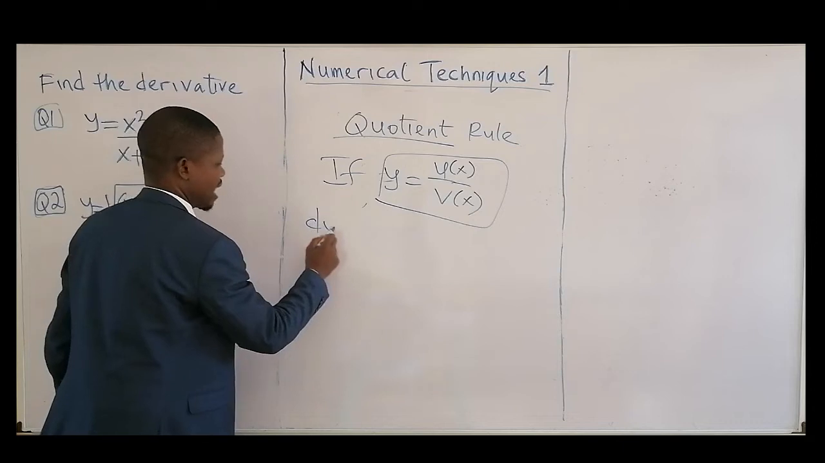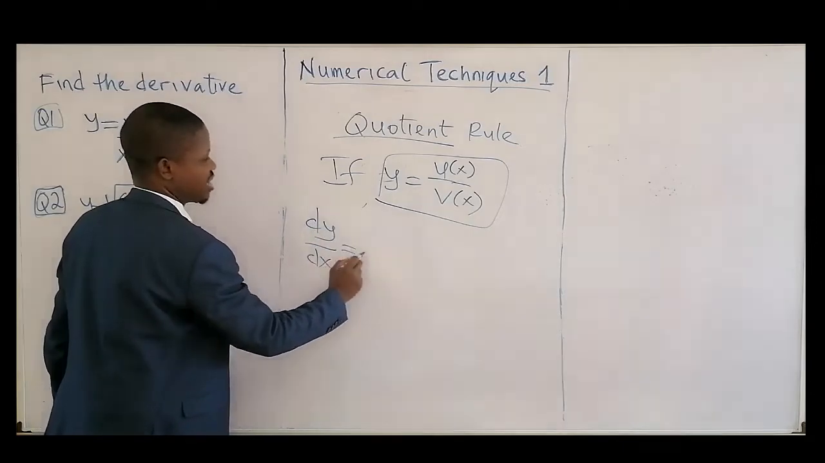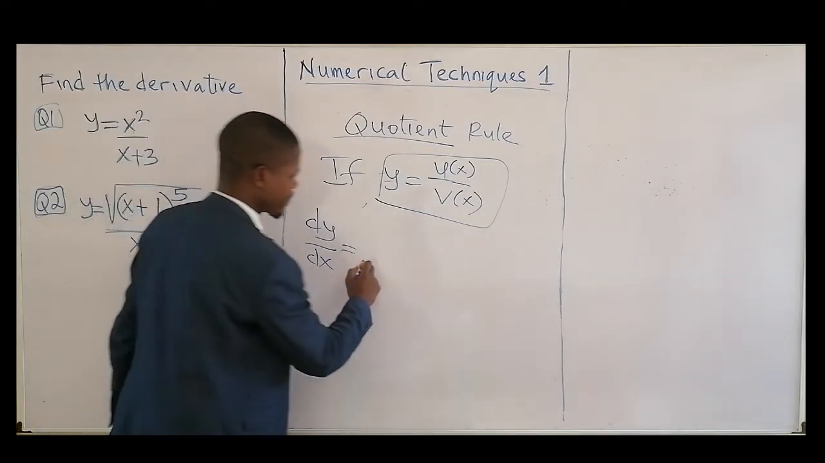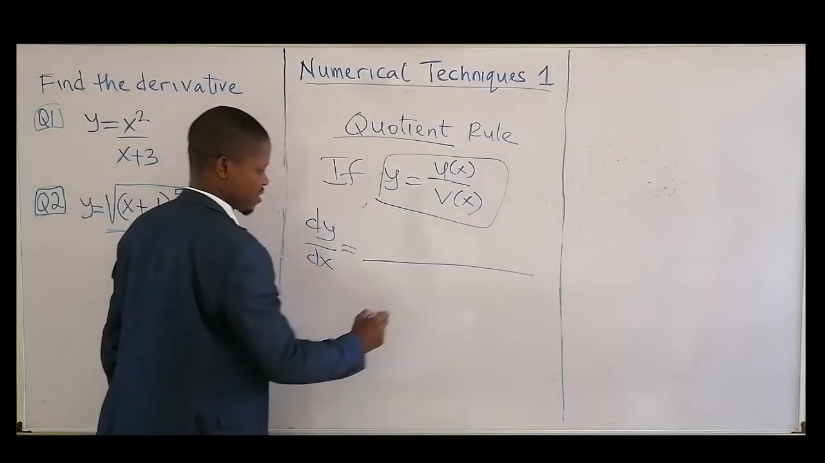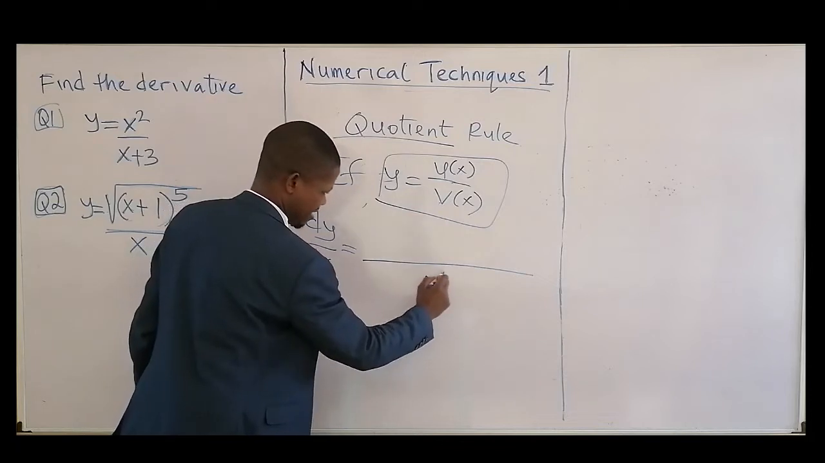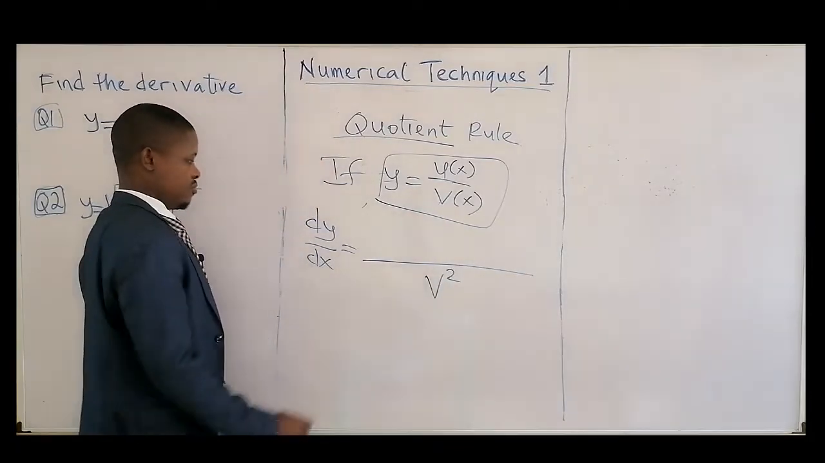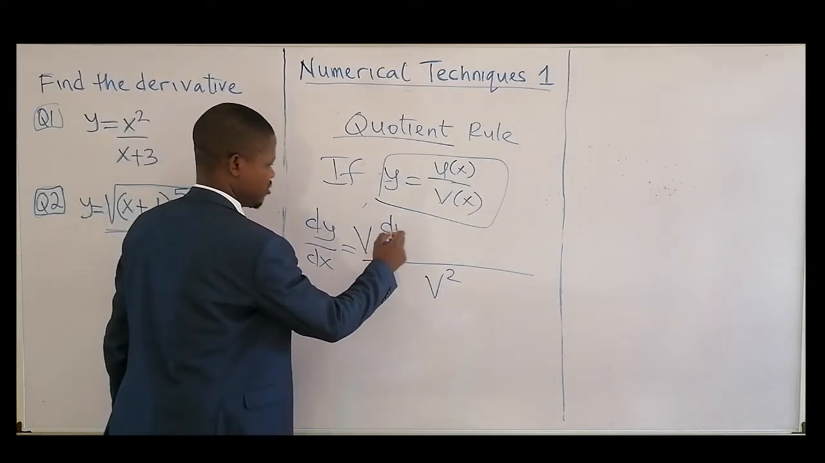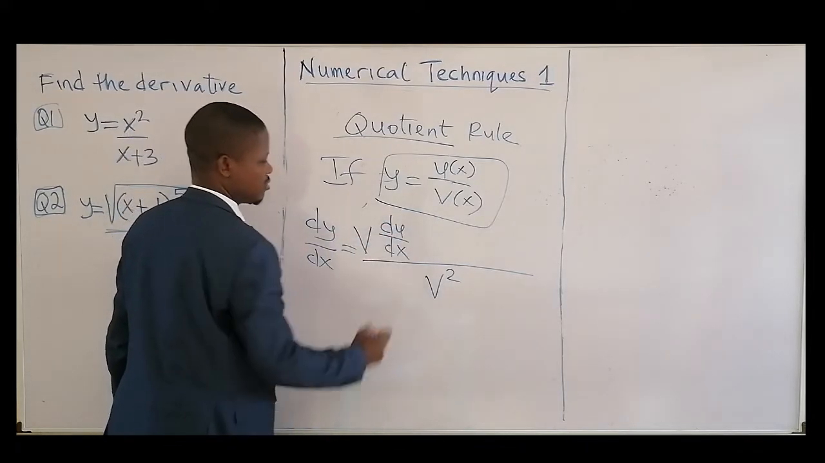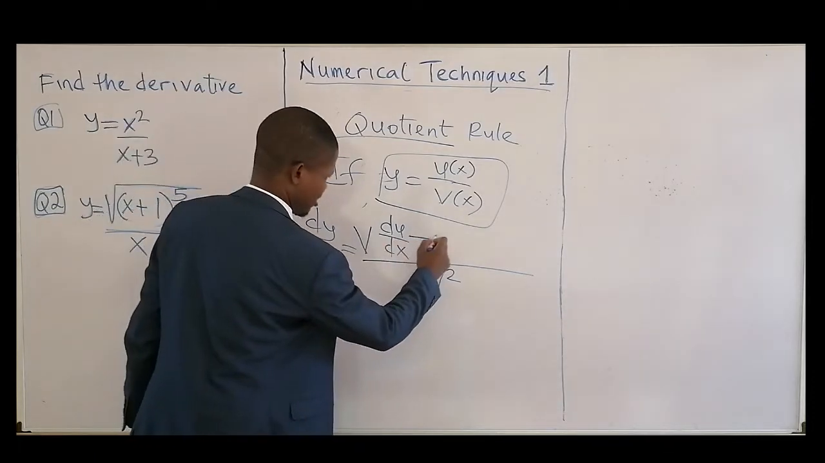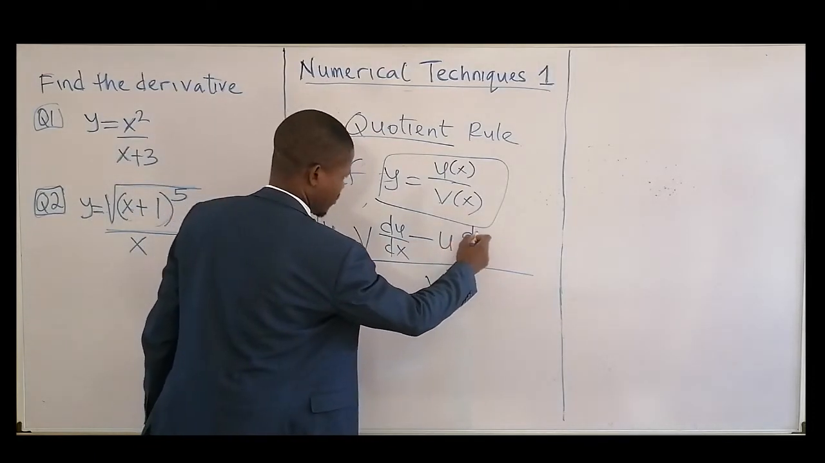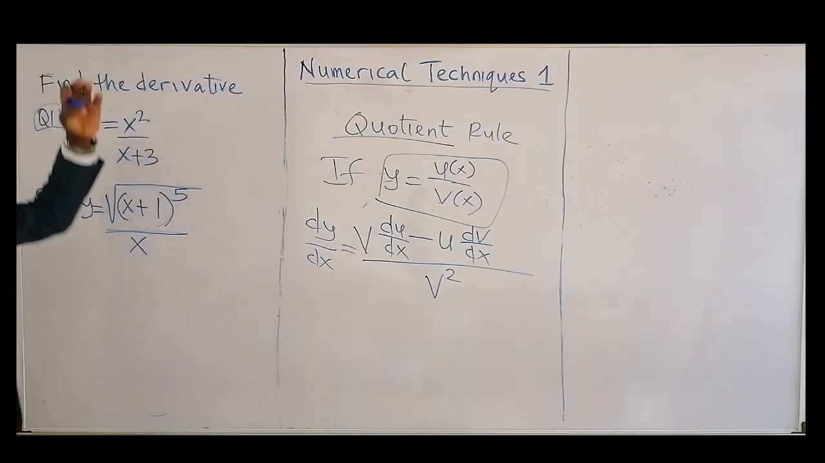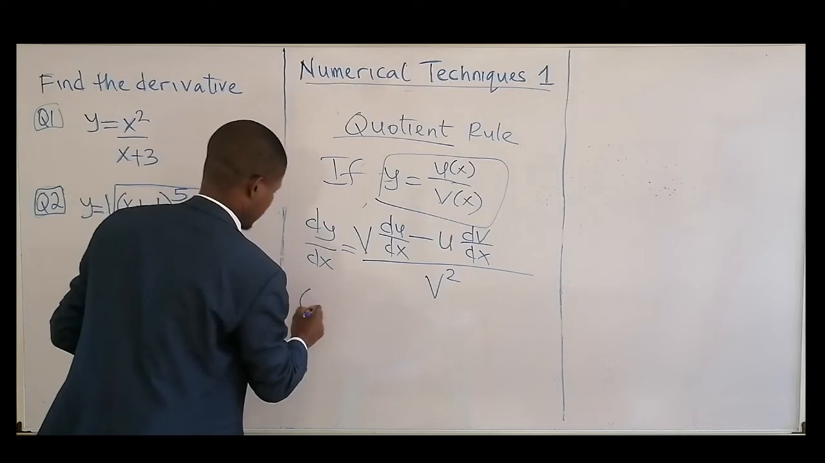Then you can get your dy/dx. The dy/dx will be equal to the denominator squared, v squared, times the derivative of the numerator, du/dx, minus the numerator times the derivative of the denominator. So that's the quotient rule. Now the questions.